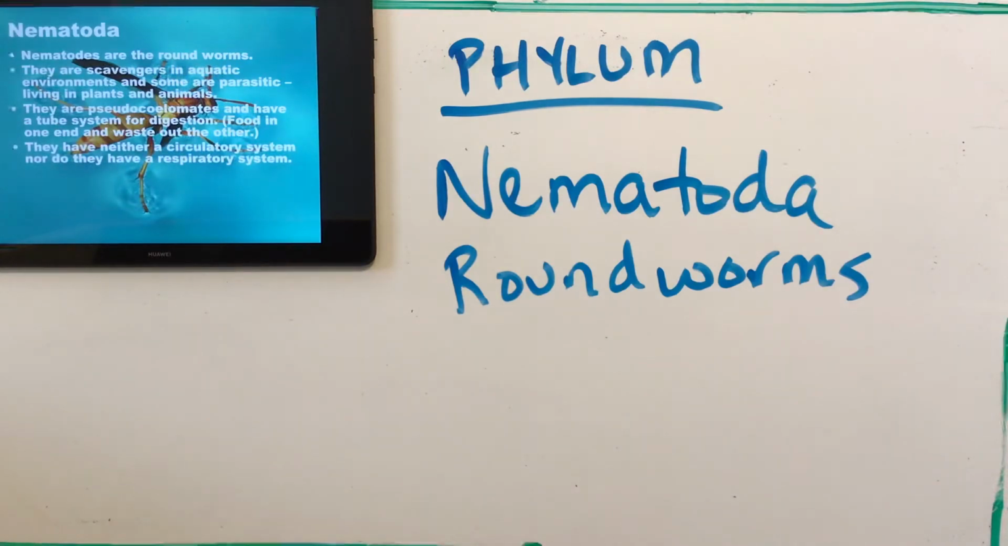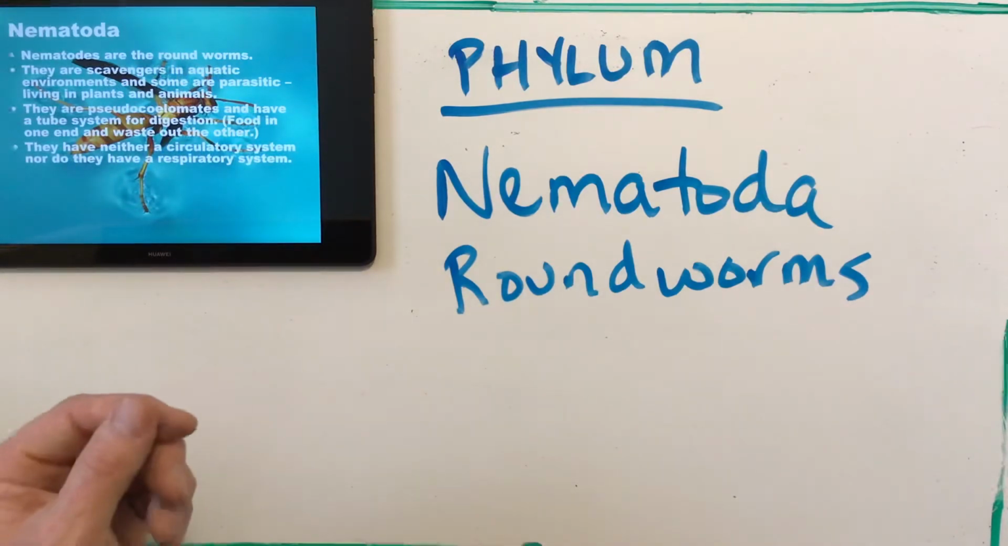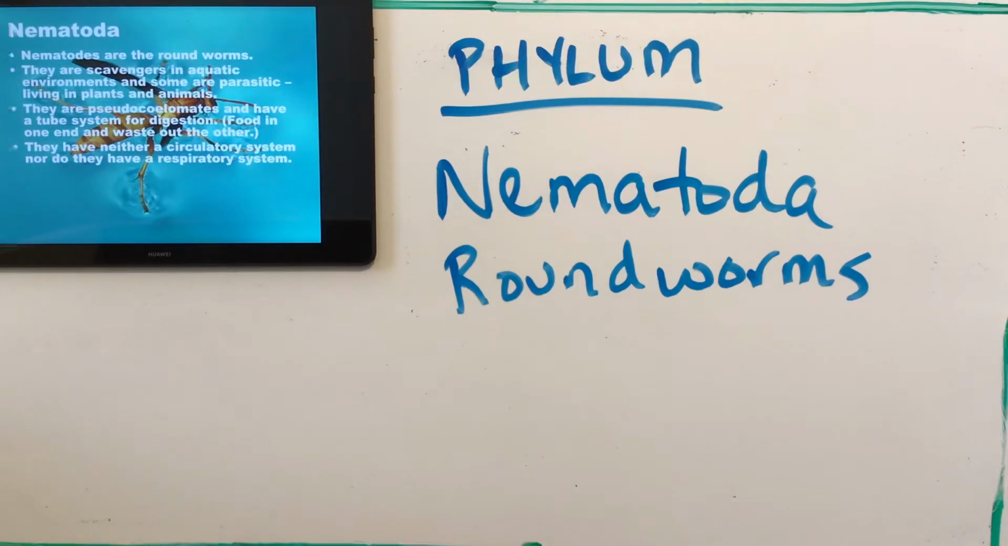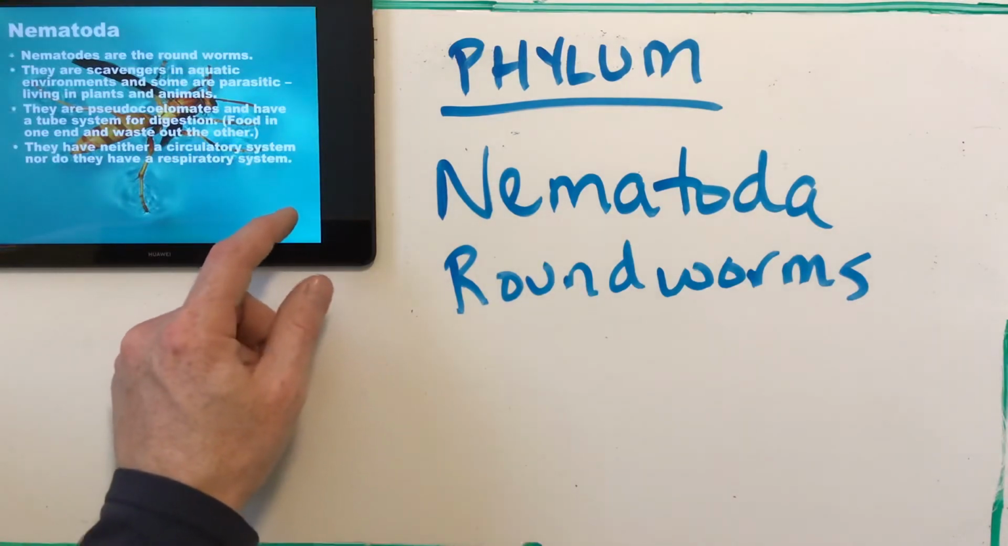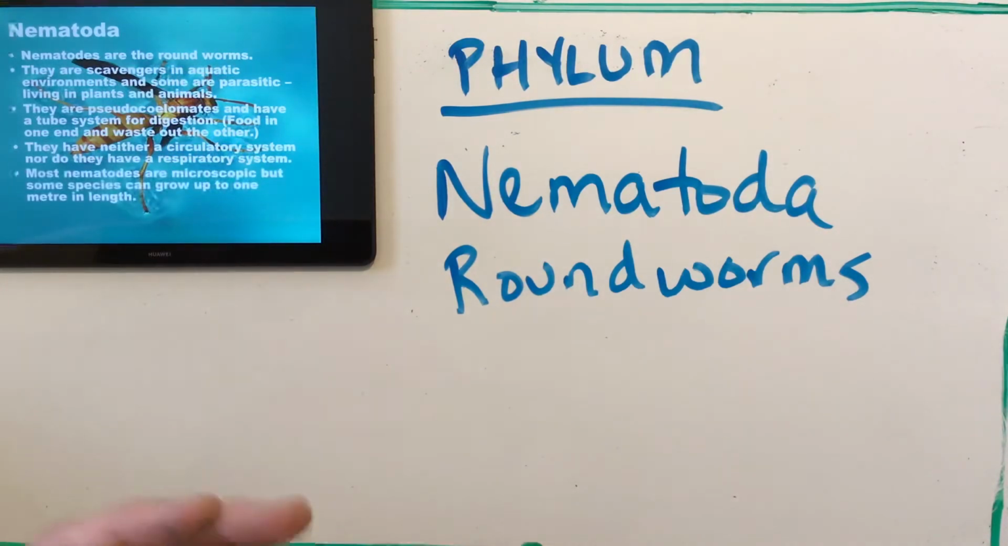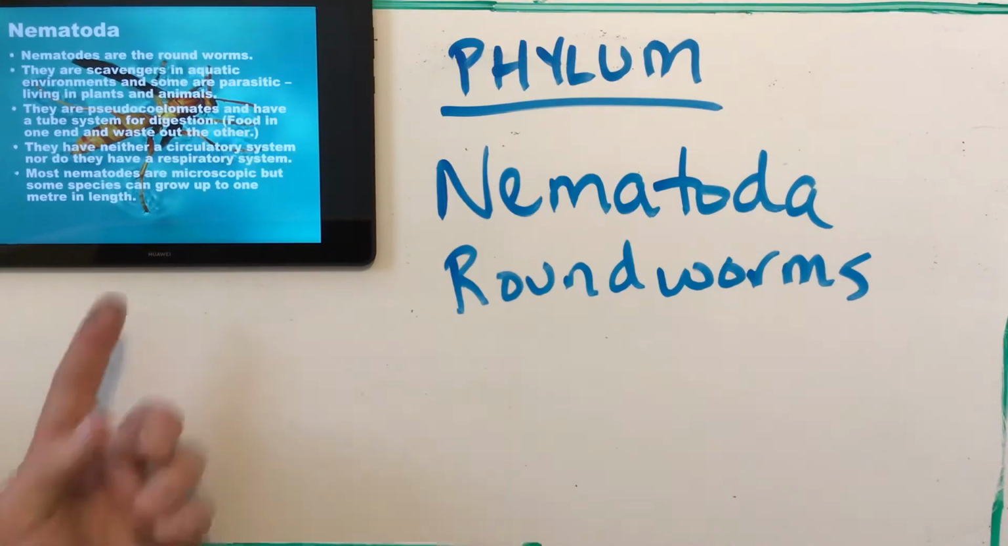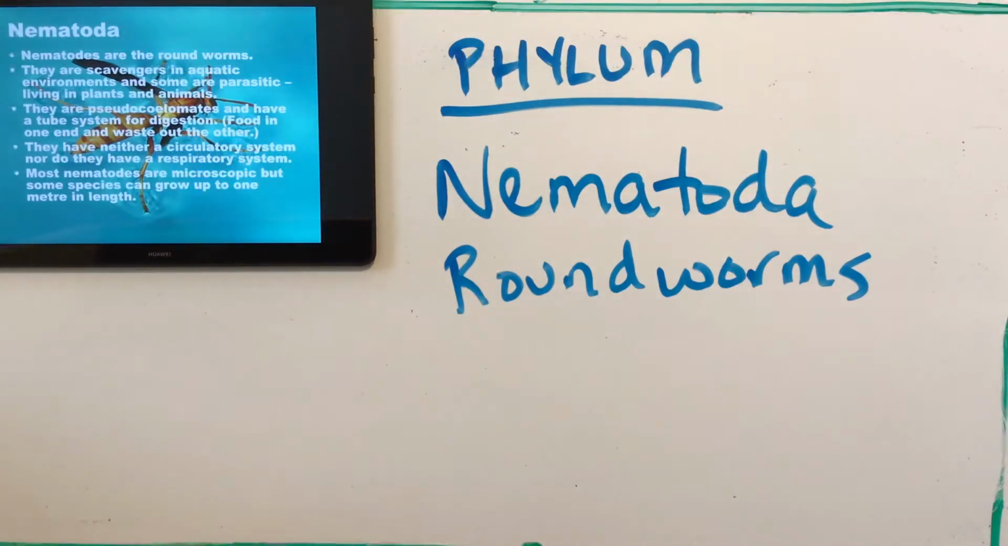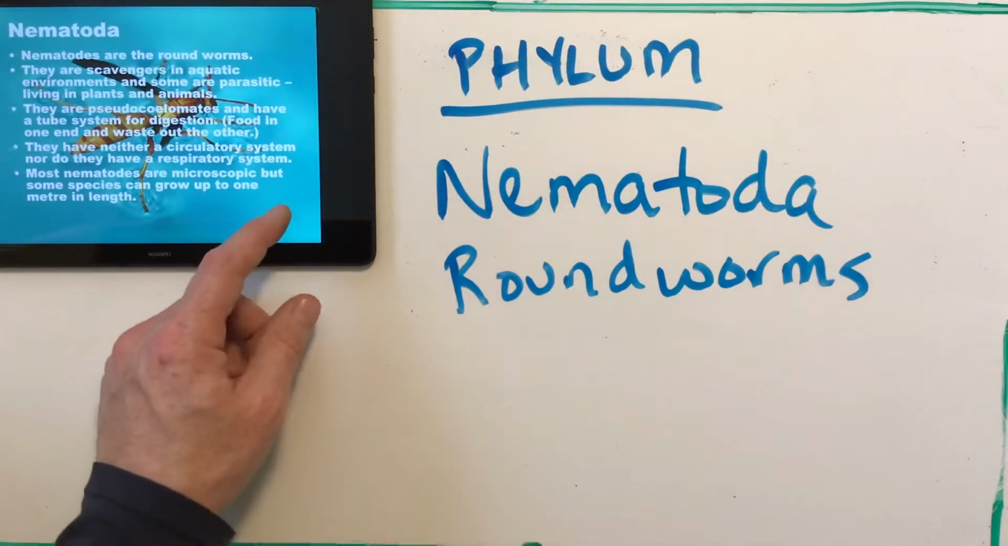They don't have a circulatory or respiratory system. They're so thin that they can just diffuse oxygen through their outer layer of cells, and it's enough to keep them going, energized. And most nematodes are microscopic, but some species can grow up to a meter in length. They've extracted nematodes out of different things that were parasites, and you're able to see them quite readily. They're a couple of feet long, or a meter is 3 1/3 feet long, right? So some of them can be quite large.